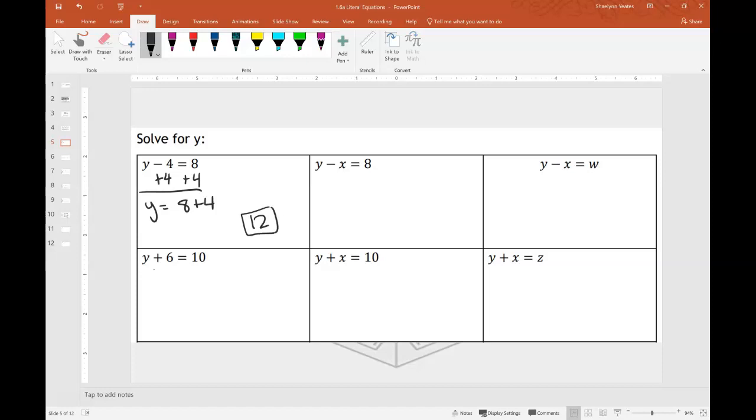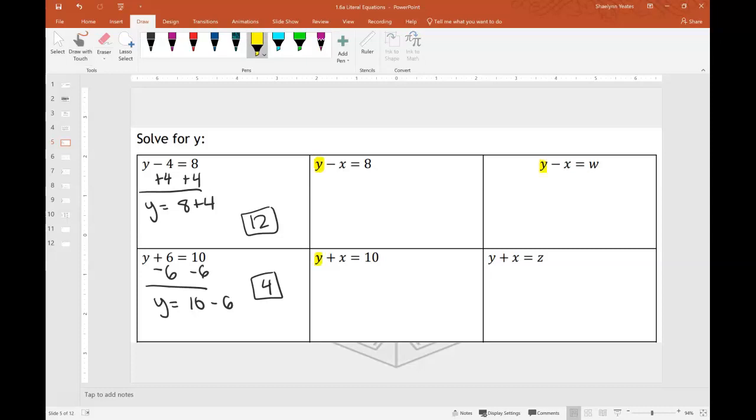Here, instead of add, we're going to subtract 6 from both sides. And I get y equals 10 minus 6. If you really want to, you can write 4 as your answer. Over here, we're going to solve for y again. Well, last time, to get rid of a minus, we added, so we want to move the x because the thing we're trying to solve for is y.